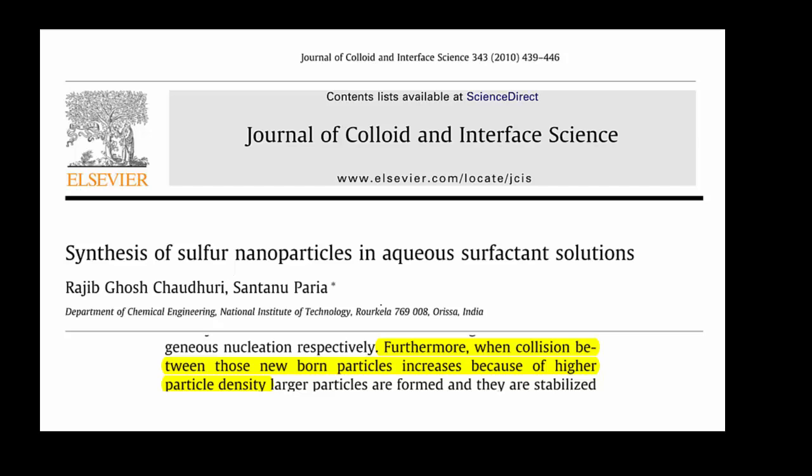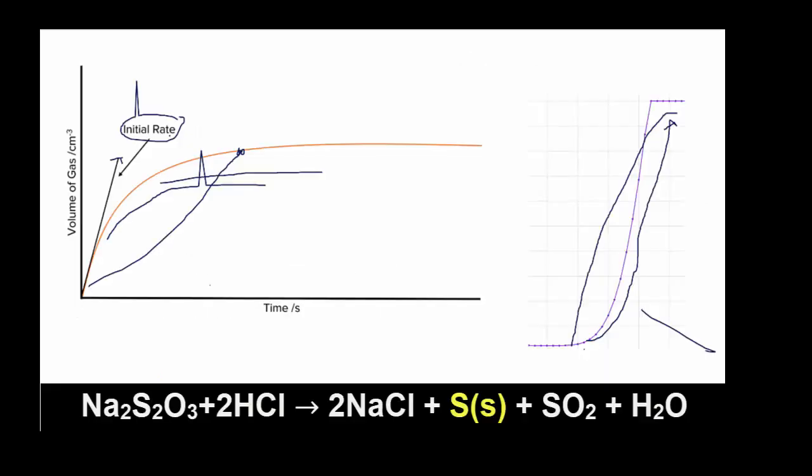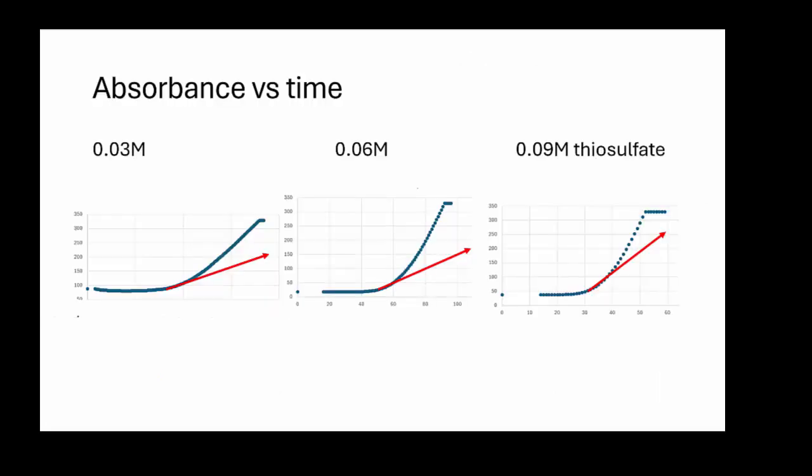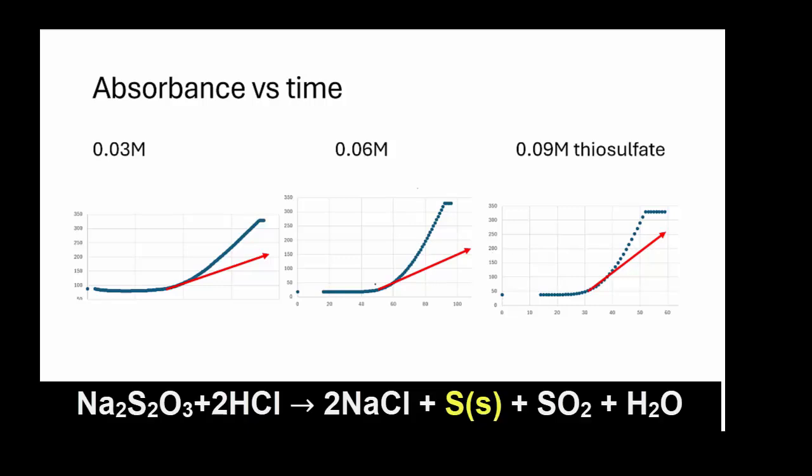You can see from some of the journals that explain it that the reaction between HCl and thiosulfate gives sulfur particles. The more sulfur particles there are, the increased surface area for there to be collisions, and so it's easier for new sulfur to form. And so what you have here is these initial rates of reactions are actually less than the average rate of reactions.